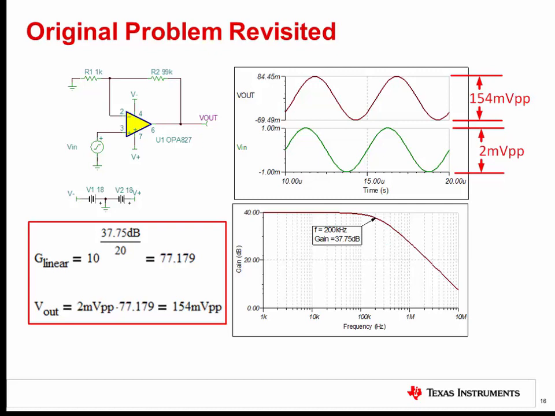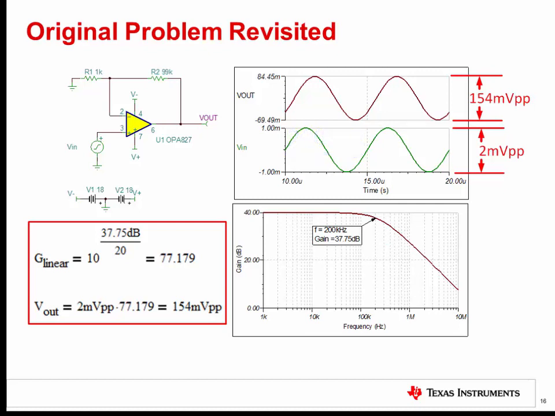At the beginning of this presentation, we were given an OPA827 set up in a non-inverting configuration with gain equal to 100 volts per volt, or 40 dB. The input signal, Vin, was 2 millivolts peak to peak. We expected an output signal of 200 millivolts peak to peak, but observed only 154 millivolts peak to peak. Why? Looking at the transient simulation, we see that the input signal, Vin, has a period of 5 microseconds. The corresponding frequency is 1 divided by 5 microseconds, or 200 kilohertz.